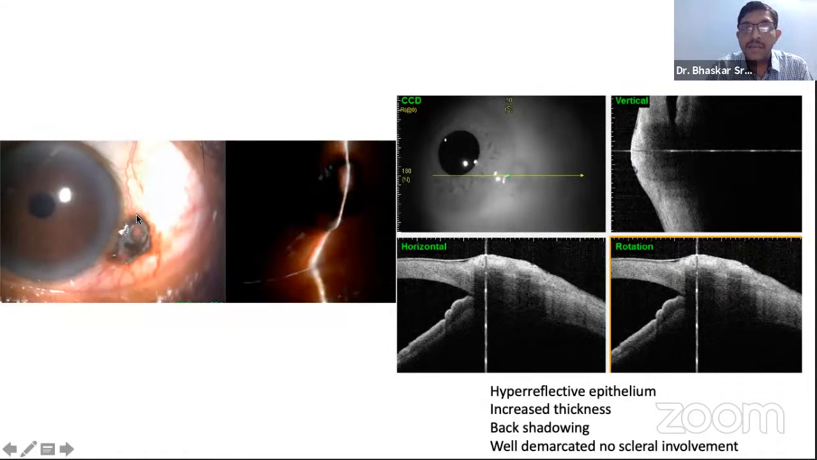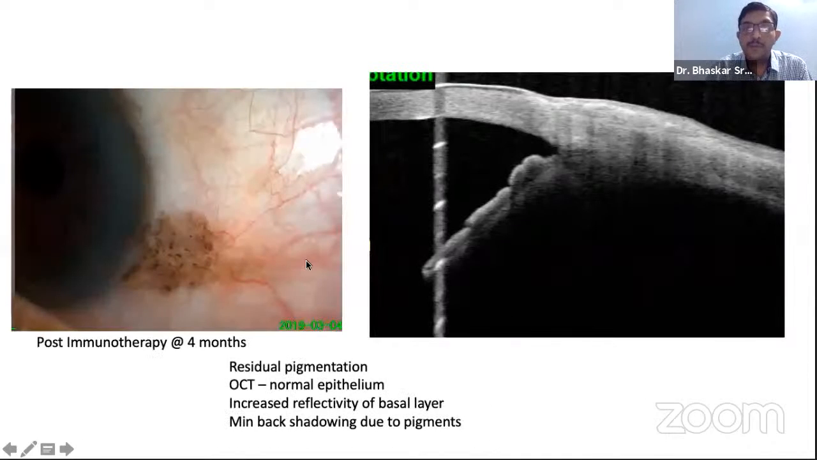This is a pigmented lesion with vascularization suggestive of a pigmented OSSN. On the OCT, the epithelium is thick, hyperreflective. There is no involvement of the sclera or the limbus, and the pigmentation is causing the back shadowing, which is seen here. And post immunotherapy at 4 months after interferon, you can see the lesion has resolved. The pigmentation still remains, and the OCT shows the basal layer of epithelium having a little bit of reflectivity.